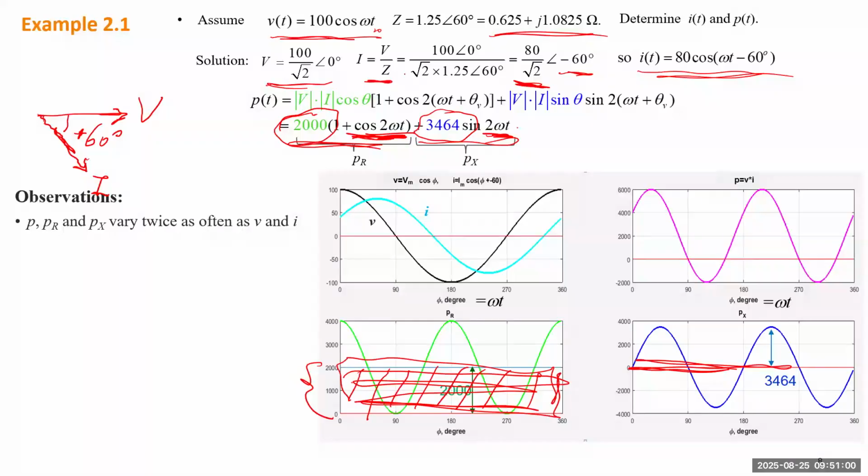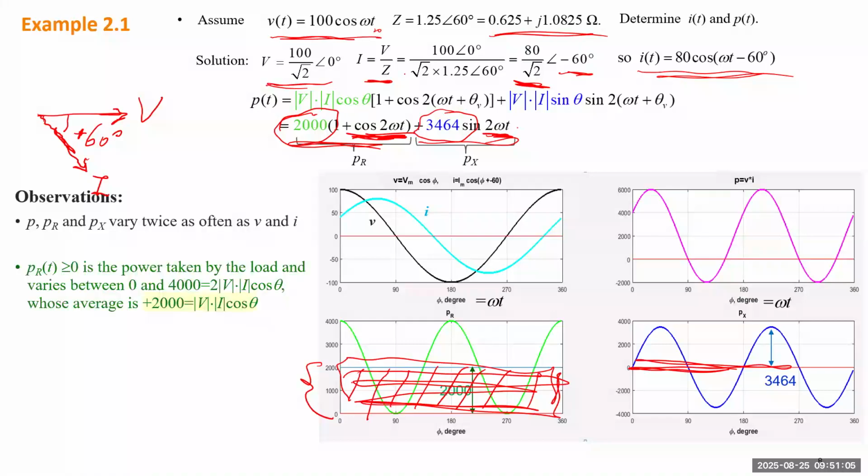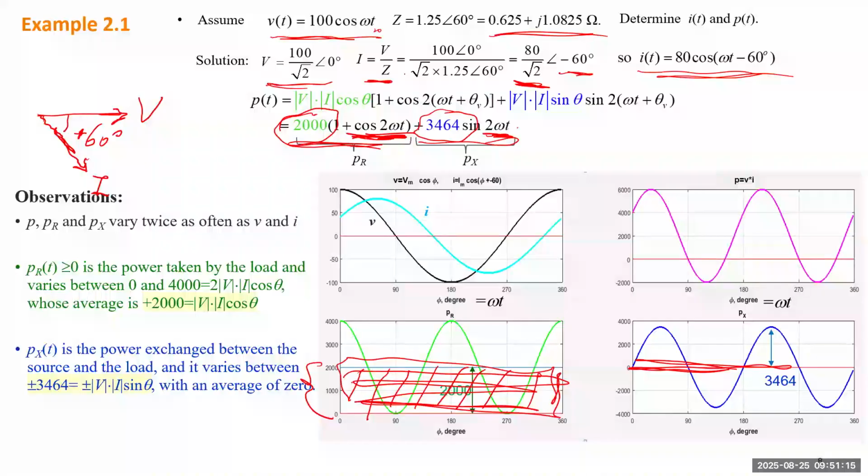So the observation: PR and PS, and also instantaneous power, change twice as often as V and I, and PR is always non-negative, which means either 0 or positive. The average value is 2000, and PS is considered to be the power exchange between the source and load, because for some time it's positive, which means it's consuming some power from the source, but for the next maybe half cycle, it will become negative. It will give exactly the same amount of energy back to the source.